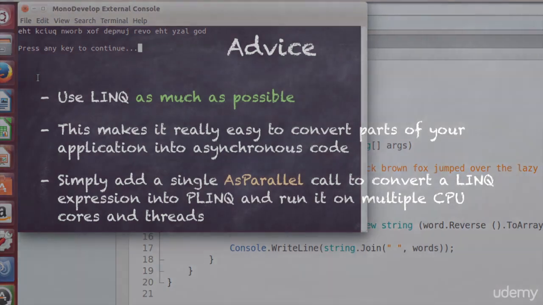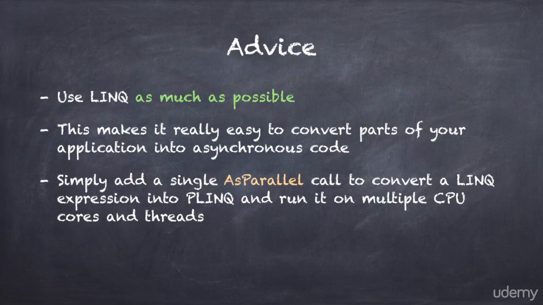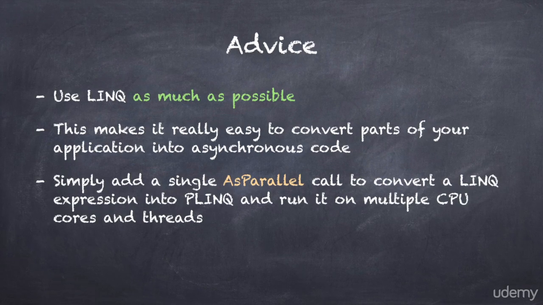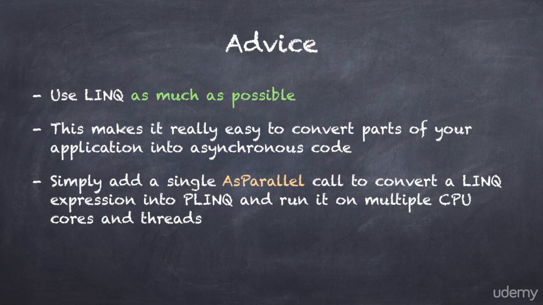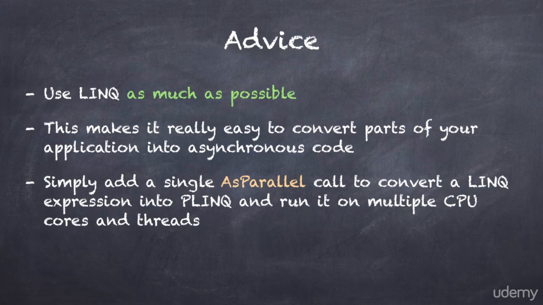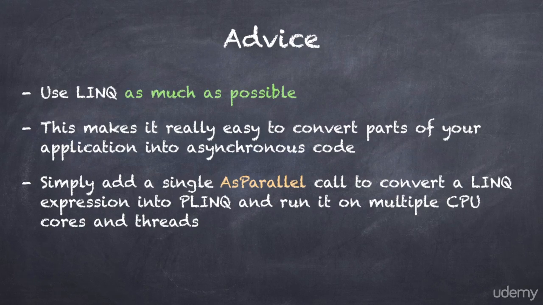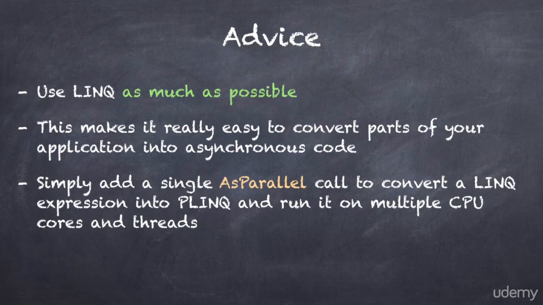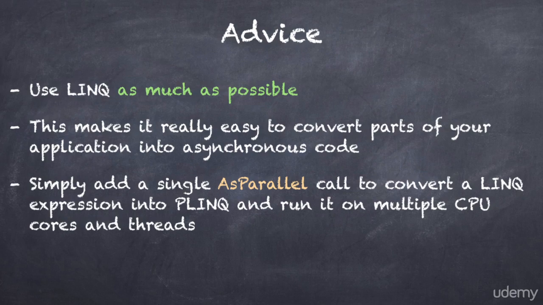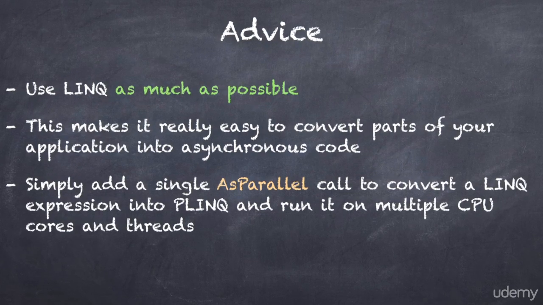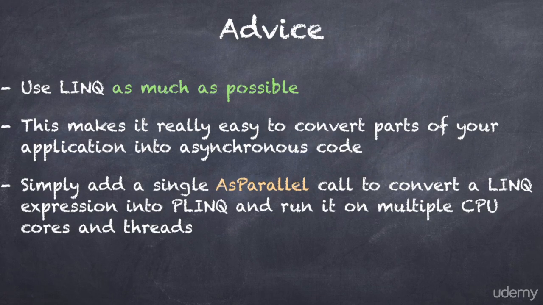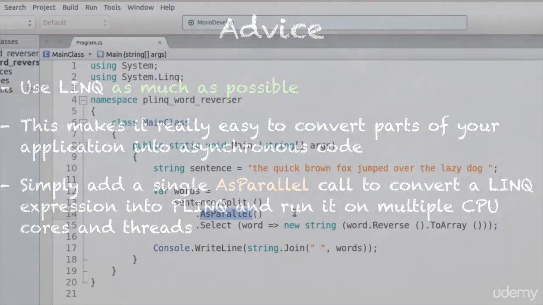I always tell everyone to use LINQ as much as possible. The reason for this is that it makes it really easy to convert parts of your application into asynchronous code. Say you have a performance bottleneck in a section of code, and that section is already implemented as a regular sequential LINQ expression. Then you can simply add a single AsParallel call to convert the entire expression into Parallel LINQ, and it will run on multiple CPU cores and threads.